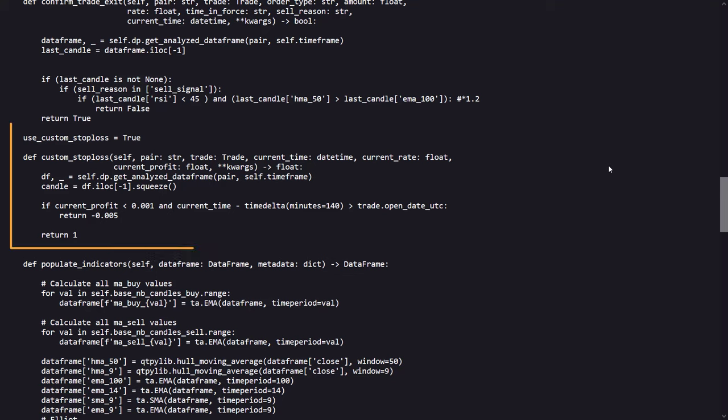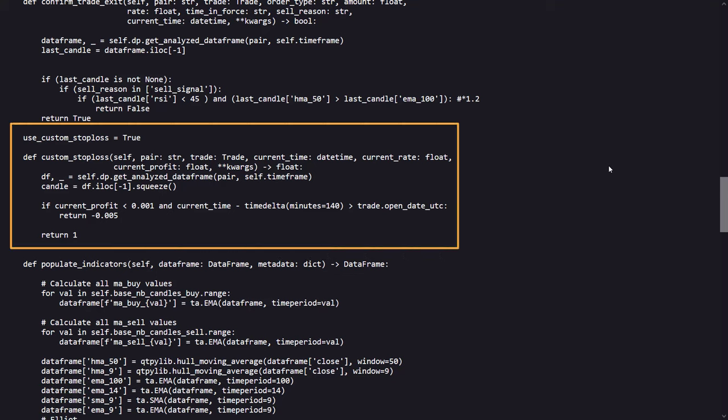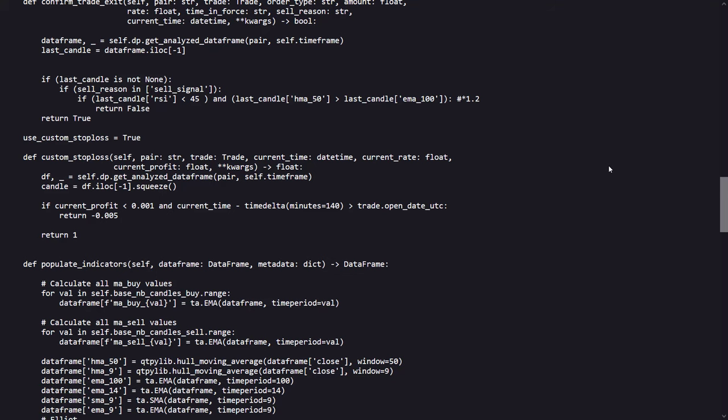The custom stop loss is designed to cut losses quickly if a trade isn't performing as expected. Specifically, if a trade's profit is less than 0.1% after 140 minutes from the trade's opening, the strategy forces a stop loss at a 0.5 loss to prevent further downside risk. This method helps manage losses proactively, ensuring that unsuccessful trades are exited early to preserve capital.